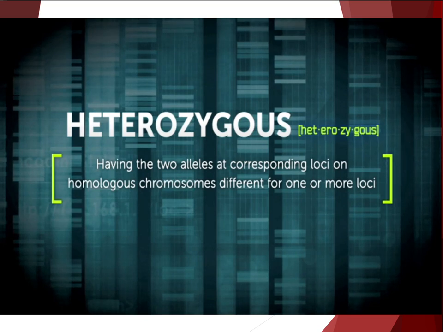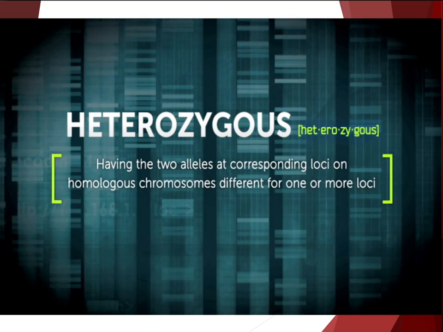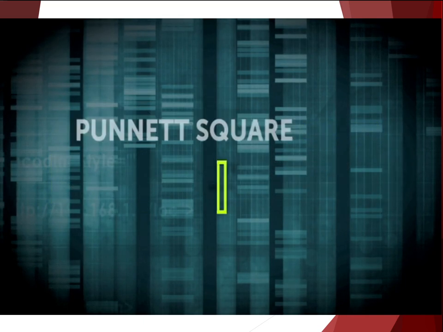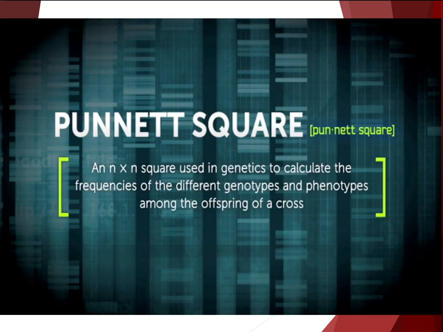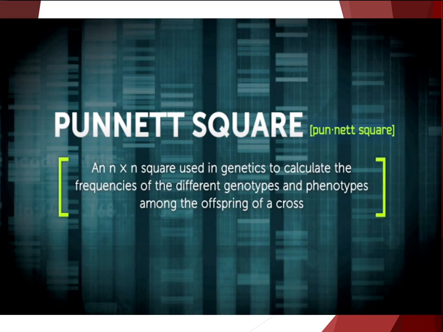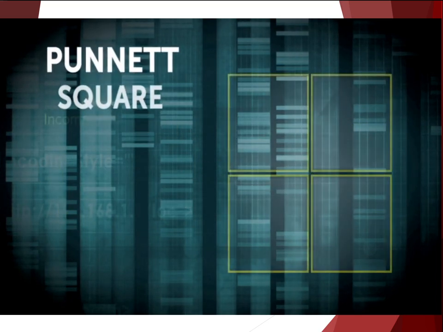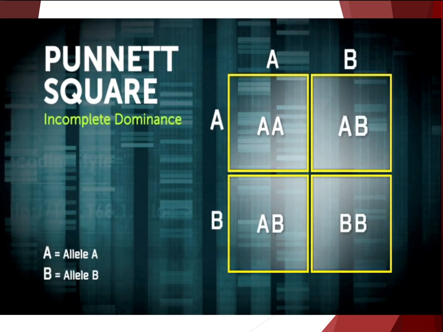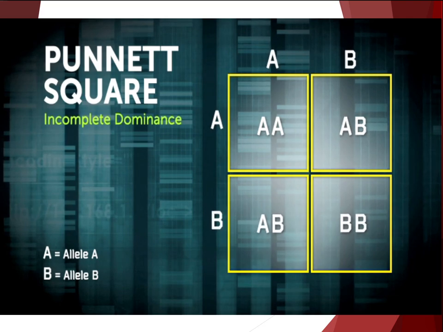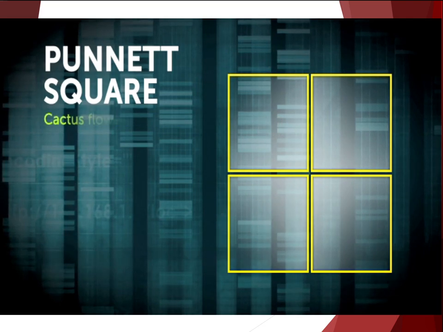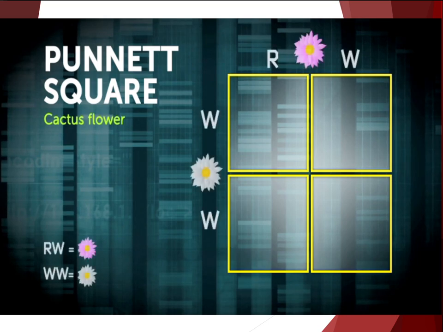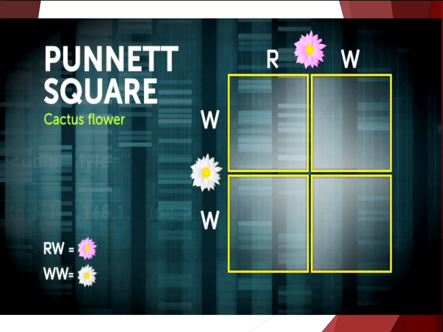One of the ways in which we can predict the probability of the genetic outcome of breeding is to use a Punnett square. If we look at a monohybrid cross, where we're only examining the combination of one pair of alleles from both parents, the Punnett square allows us to see all the possible genotypes that can be produced. For instance, let's take our cactus flower example from earlier. Let's assume the pink flower has the RW combination and the white flower has the WW combination.